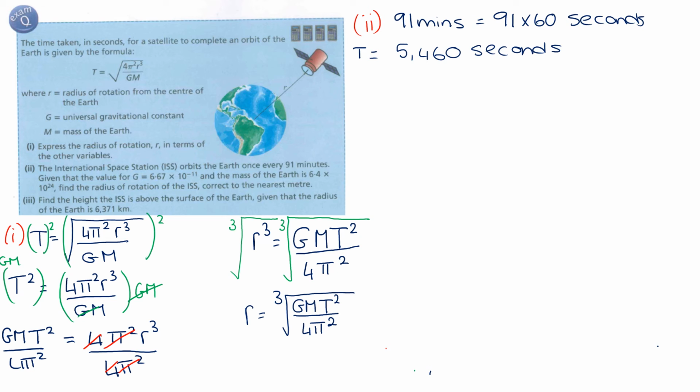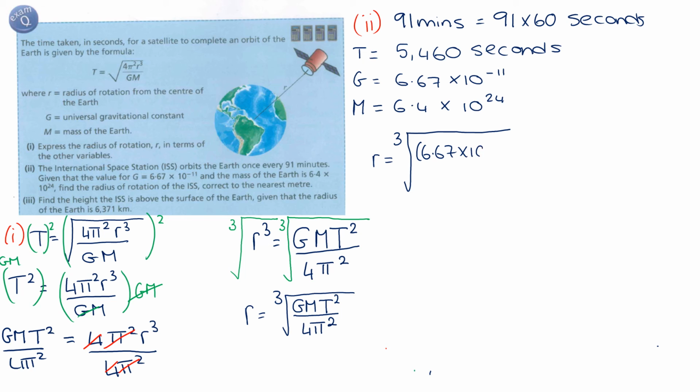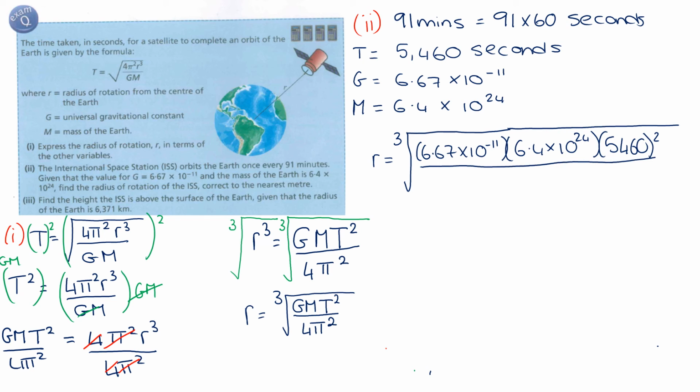They also gave us g. So they told us g is equal to 6.67 by 10 to the minus 11. They gave us the mass of the Earth, which is m, as 6.4 by 10 to the power of 24. And if we look at our formula here, to calculate or, we need our g, which we have, m, which we have, t, which we have, and then it's 4 pi squared. So let's write this all out. So or is equal to the cubed root of 6.67 by 10 minus 11, 6.4 by 10 to the power of 24, by 5,460 squared, and that's all divided by 4 pi squared, and you can put that directly into your calculator.